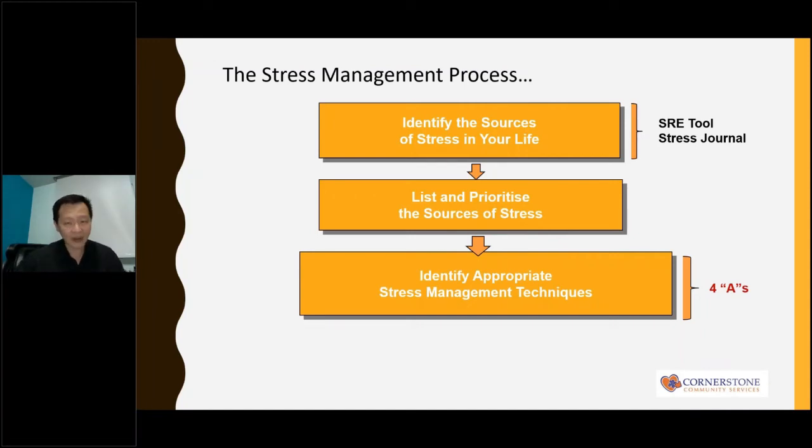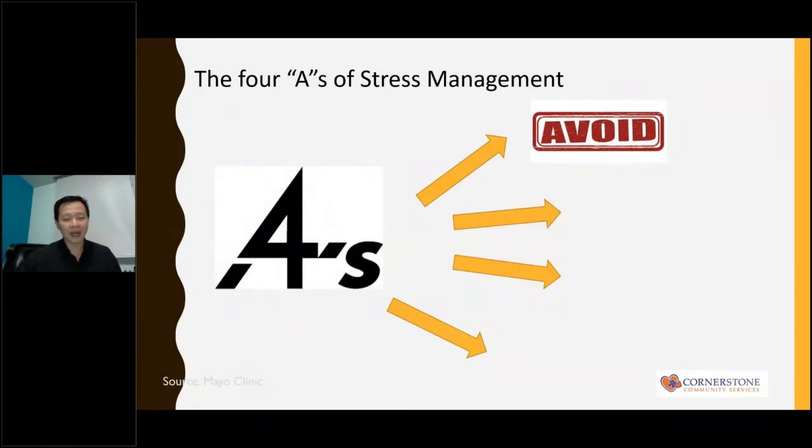There are 4 A's, very quickly, but later I will explain them to you again. The 4 A's of stress management, or the techniques, are: number 1, avoid the unnecessary stress. If you have written down the stress that's causing you stress and you realize this is quite unnecessary, avoid it. All right. Number 2, alter the stressful situation.